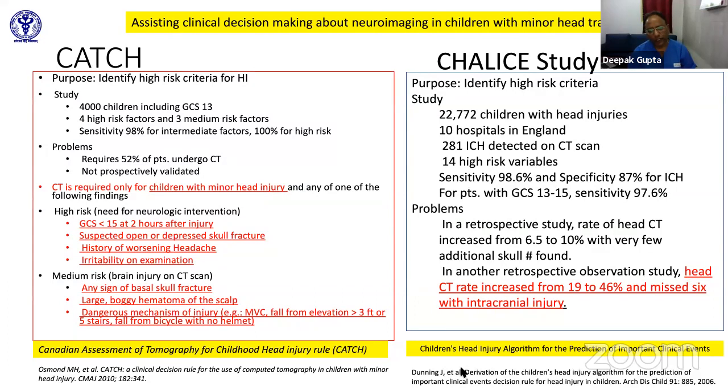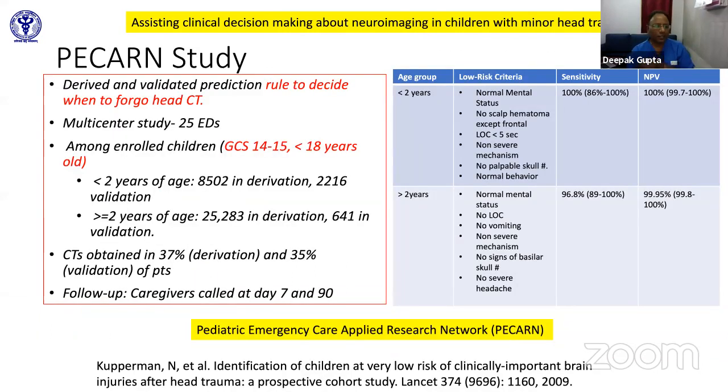However, it was noted that after this study, especially the Chalice study, the incidence of CT scan increased almost from 19 to 46% in this group of patients. There was this interesting study, the PECAN study, the Pediatric Emergency Care Applied Research Network Group study. This study was actually the only study which was derived and validated prediction. And this study was done to indicate the rule to decide when to forego head CT, or when not to do CT scan in children when the GCS is 14 and 15.